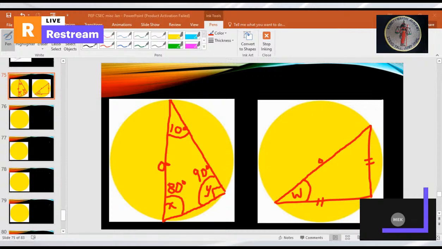All right, so what's W? All right, Dinsmore, you're the brightest today. What Dinsmore is saying, W is 45 degrees. Why is that? All right, so Dinsmore says the base angles in an isosceles triangle are equal.